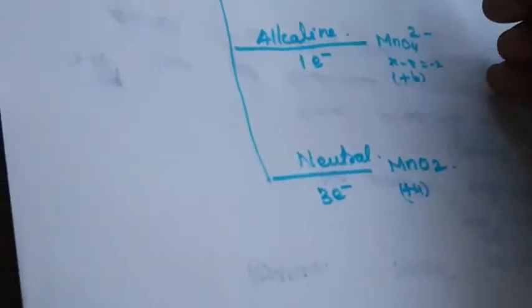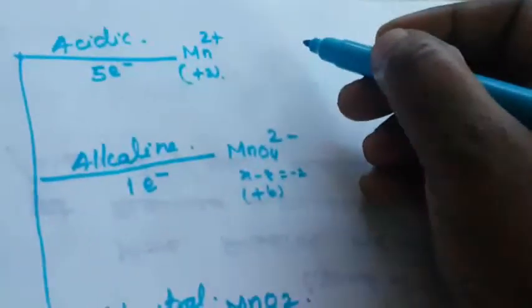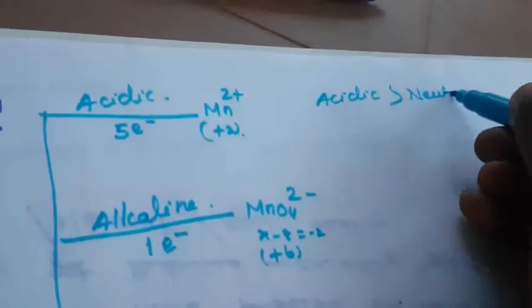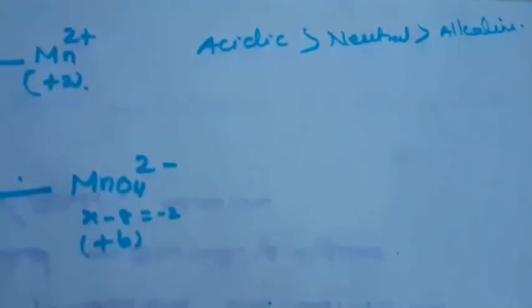According to this, we can write the balanced equation. So how do we write it? In general, the oxidizing property of acidic medium is more than neutral, which is more than alkaline. So these are the three things: acidic medium, neutral medium, and alkaline medium. Now, how to calculate the equivalent mass according to these.